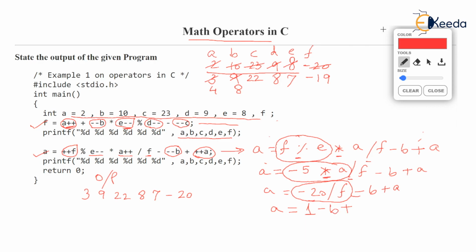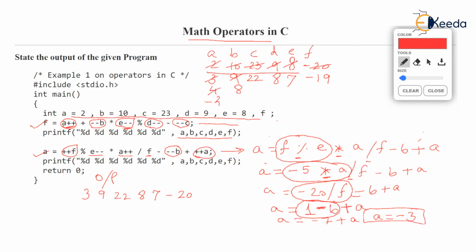So minus b plus a is remaining. Now minus and plus have equal priority, so minus will be solved first. 1 minus b, and b as you see in the table is 8. So here a becomes 1 minus 8, which is minus 7 plus a. Finally, minus 7 plus 4. So a becomes minus 7 plus 4. A becomes minus 3. So we have got our expression a as minus 3.